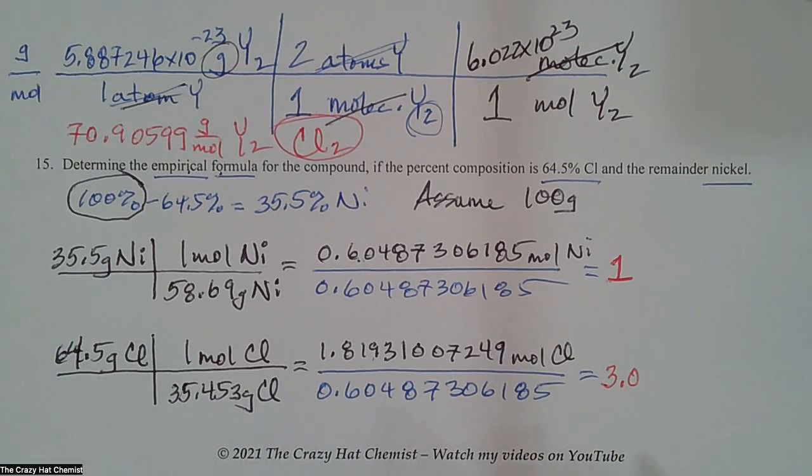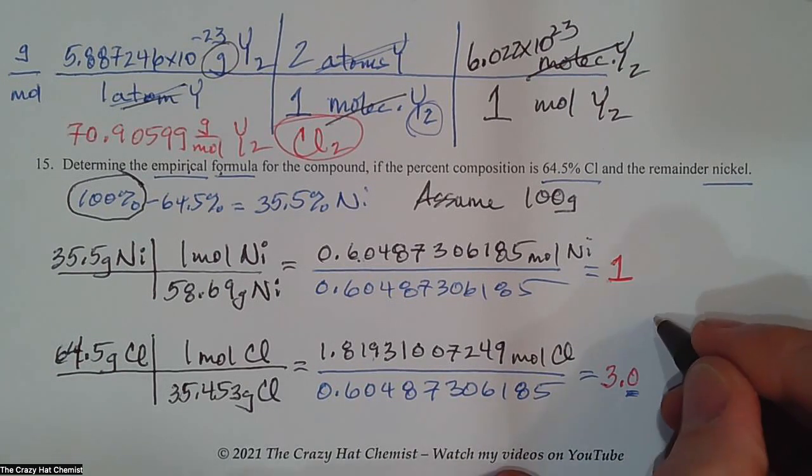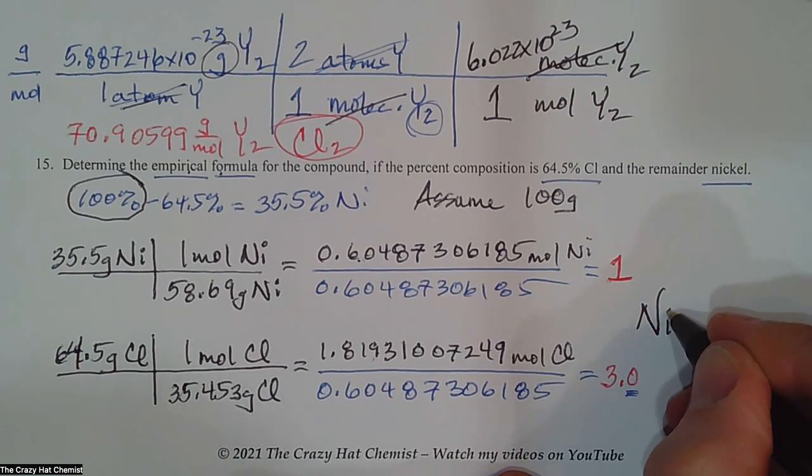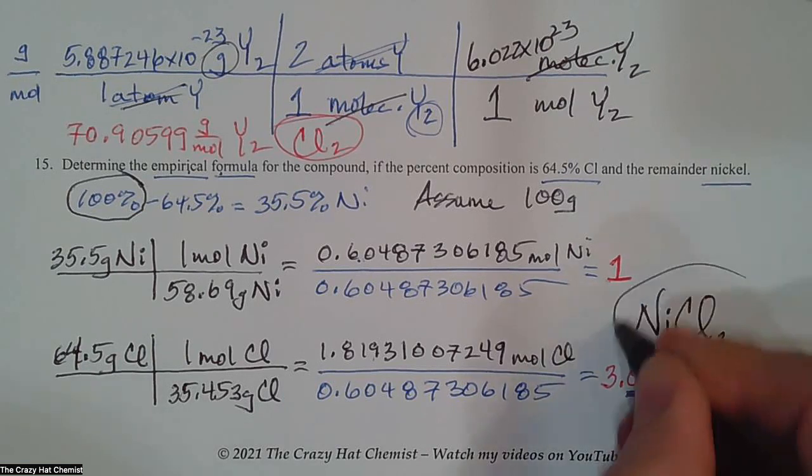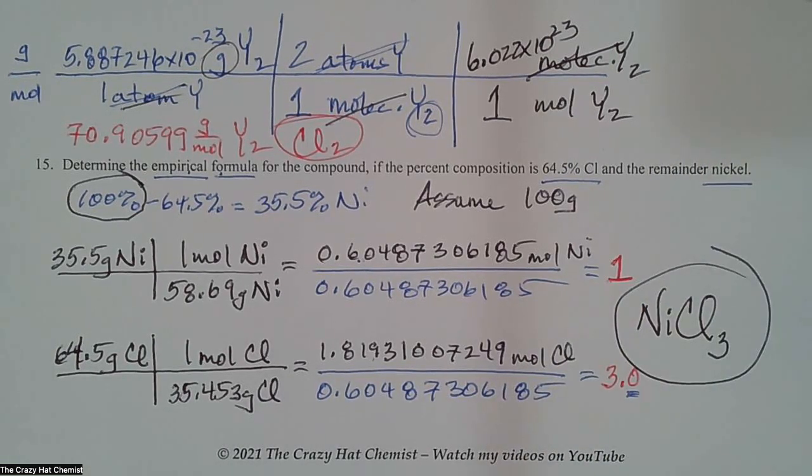And I'm only looking at the 10th position. I'm hoping for a 0. And I do have a 0. So my formula is going to be Ni1 Cl3. And there's my empirical formula. That's the simplest whole number mole ratio.